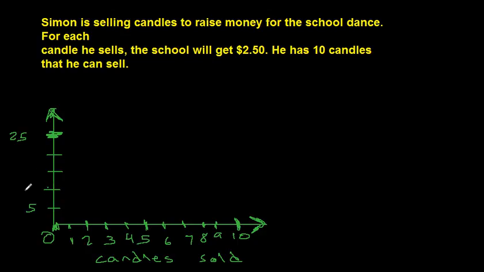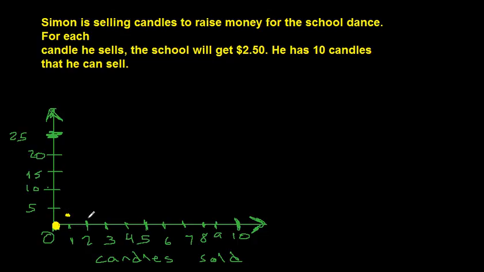So now I got 5, 10, 15, 20. All right. So now what I want to know is, what if he sells 0? This might actually be a case. He might sell 0 candles. So he gets $0. Which means that if he sells 1 candle, he's going to get $2.50. It's somewhere in between 0 and 5, so I'll just put it here.